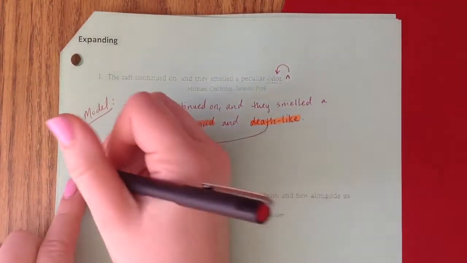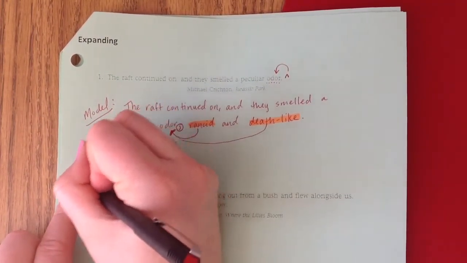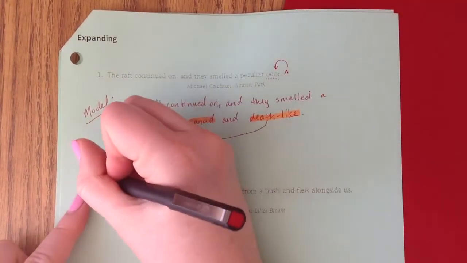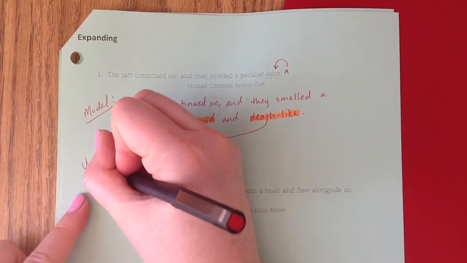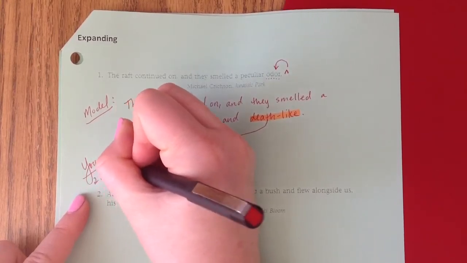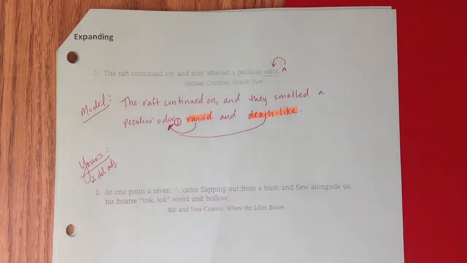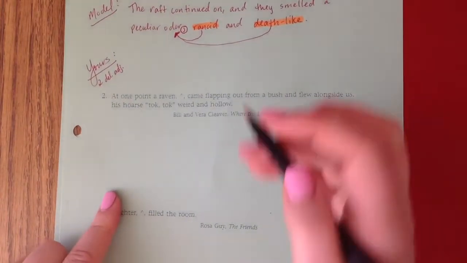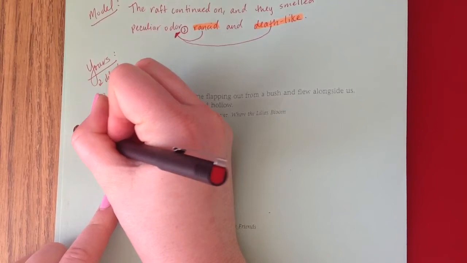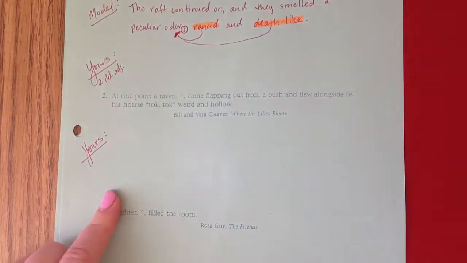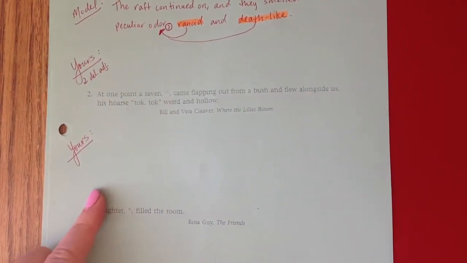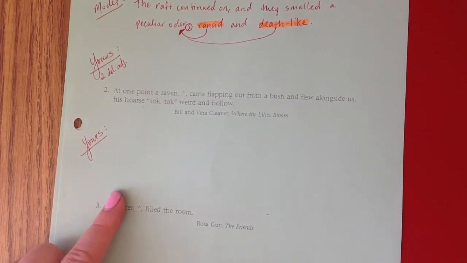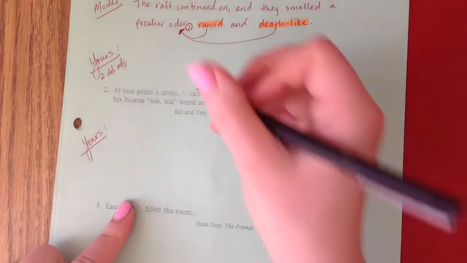Now, you're going to write yours for number 1. And you need to have 2 delayed adjectives in it, just like I did. And on number 2, you're going to write your own. Now remember, on every one of these, you have to highlight your adjectives, you have to draw your arrows, you have to circle your commas, okay? Here's your caret.